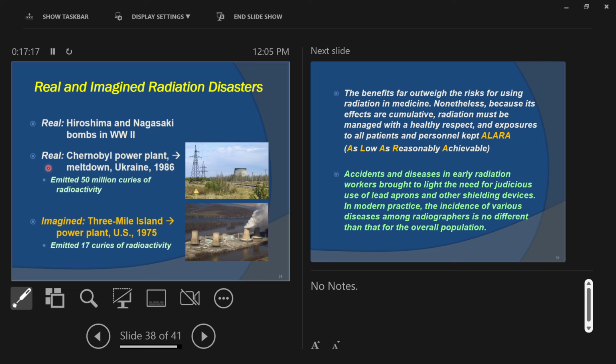Chernobyl power plant melting down in the Ukraine in Pripyat in 1986. Okay, that was a big deal. That emitted something to the effect of 50 million curies of radioactivity. You don't need to know what a curie is right now, but it's a measure of an amount of radiation. All you need to know right now is to compare it to an imagined disaster, a disaster that wasn't an actual disaster, but is said to have been.